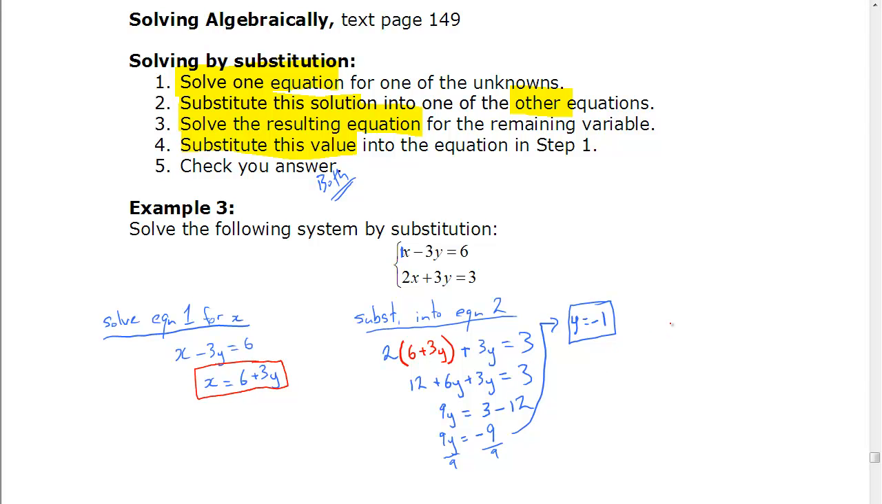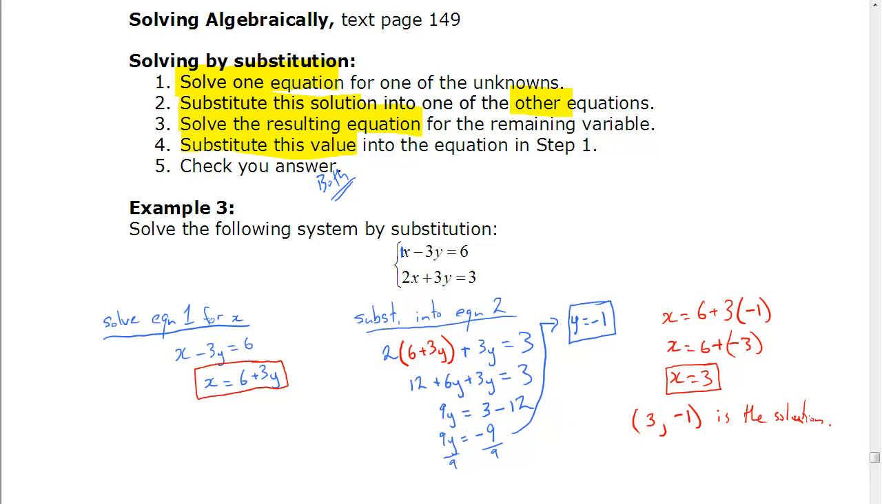So to find x then, we're going to say, well, x is equal to 6 plus 3 times y, but we know y now. That's minus 1. So we get x is equal to 6 plus minus 3, which means x is equal to 3. So 3 comma minus 1 is the solution. And we can check our answer by plugging 3 in for x and minus 1 in for y into each equation and finding that indeed it does give us the right answer.